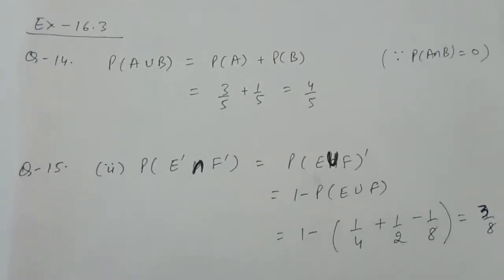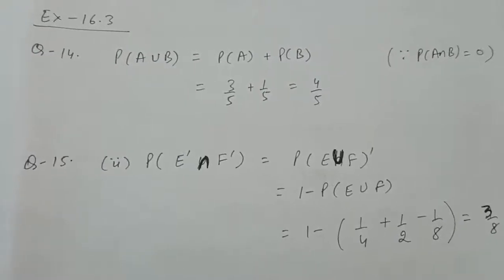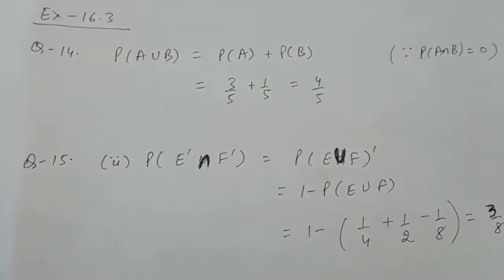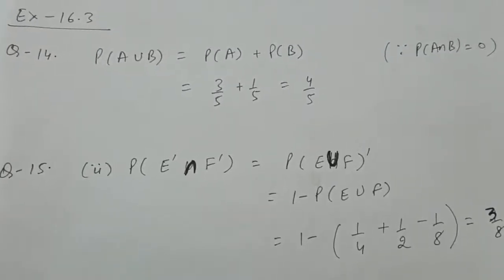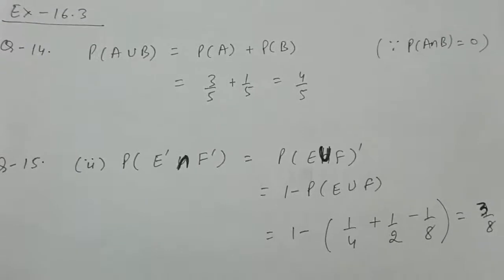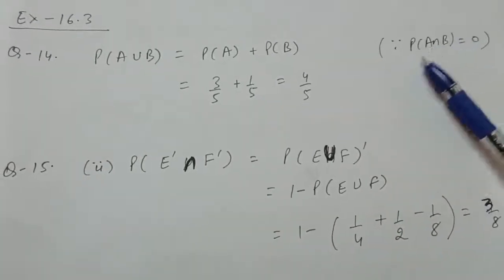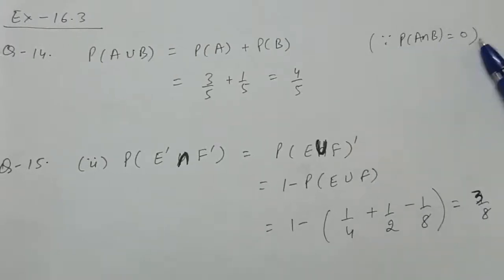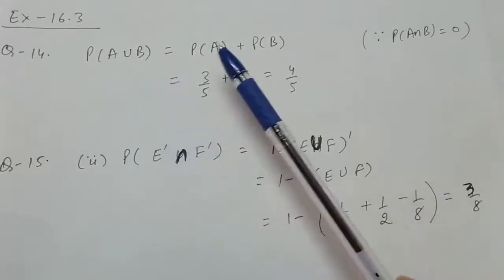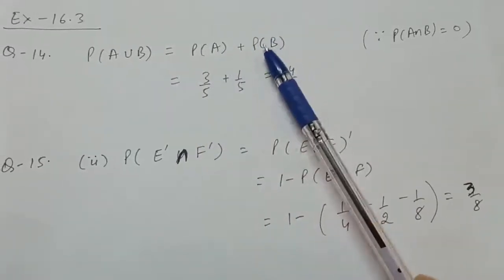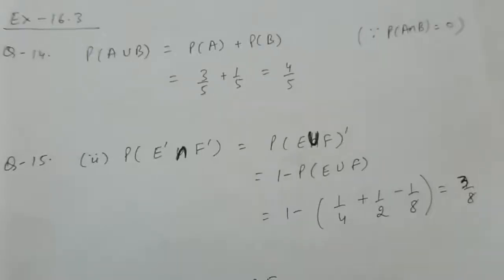Now exercise 16.3 questions. Question number 14 is probability of A and B is given, and they have asked probability of A union B where A and B are mutually exclusive events. Now you know when A and B are mutually exclusive, the probability of A intersection B is probability of phi, and probability of phi is 0. Therefore, probability of A union B will be probability of A plus probability of B, which is 4 by 5. These two are already given.